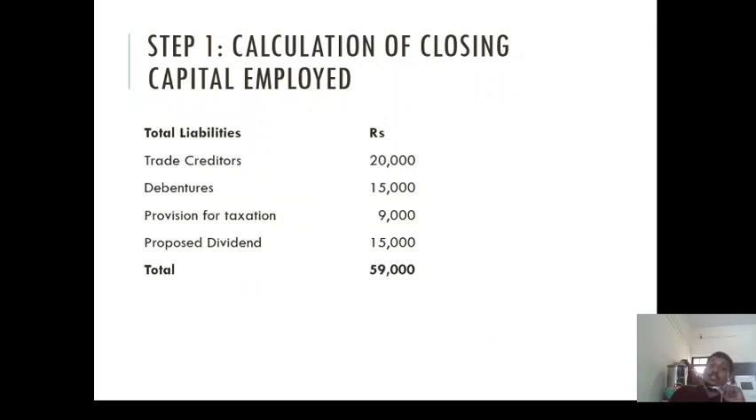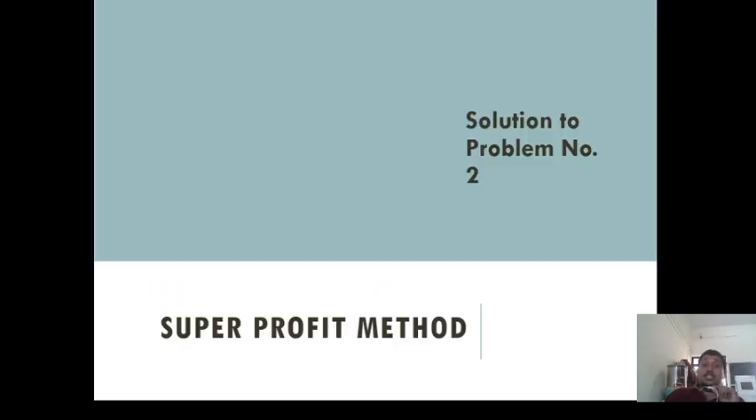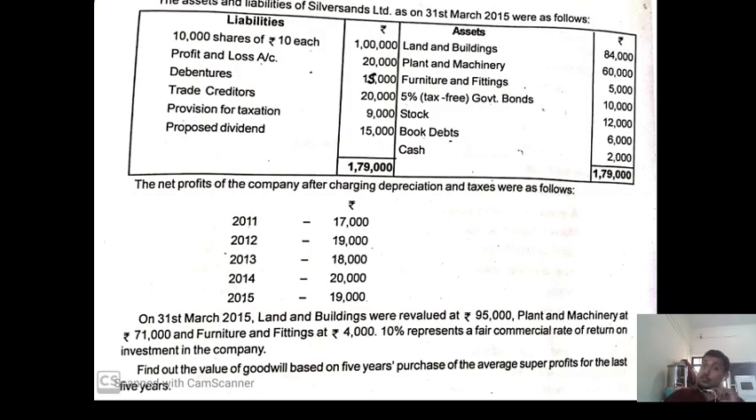Total liabilities: trade creditors, given in the balance sheet, value is 20,000. Debentures, value 15,000. Then provision for taxation, which was not there in the last problem, but is in this problem. Provision for taxation 9,000, we will consider it an outside liability. We have to pay that money. Proposed dividend 15,000. Once dividend is proposed, then that has to be paid. So we will consider that also.